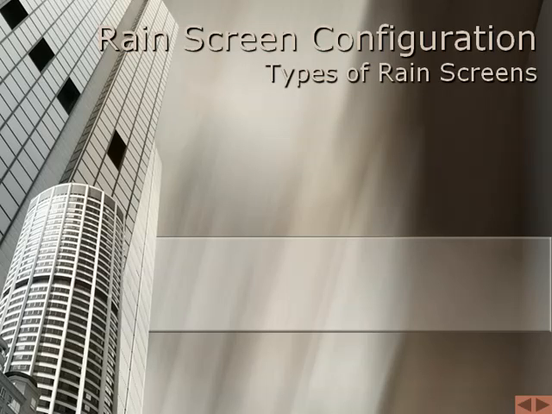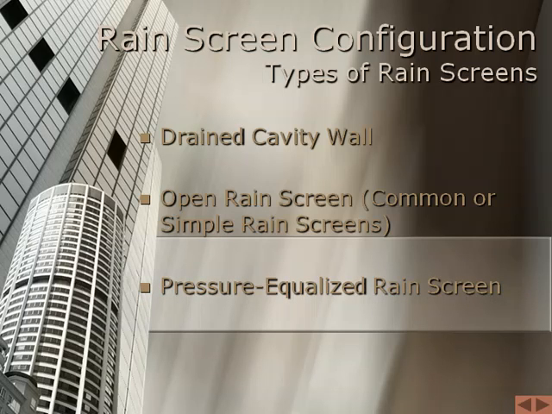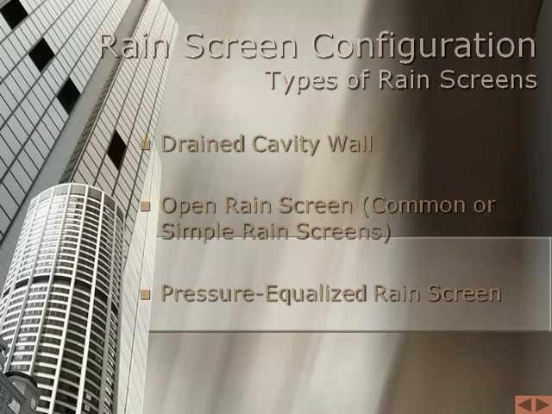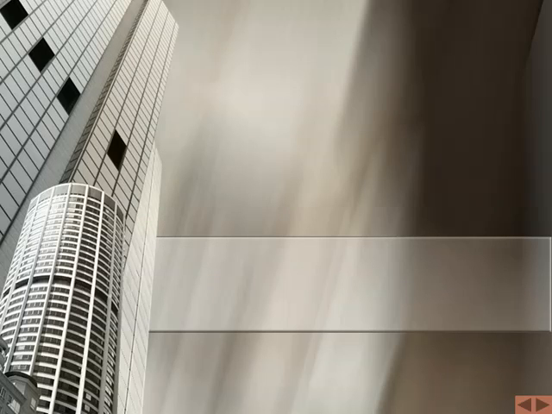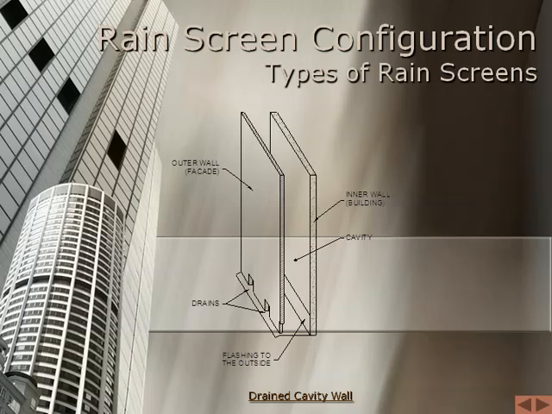Types of rainscreens: drained cavity wall, open rainscreen, also known as common or simple rainscreens, and the pressure equalized rainscreen. The drained cavity wall has aspects of the rainscreen approach and addresses some of the forces that cause rain penetration, but should not properly be called a rainscreen wall.